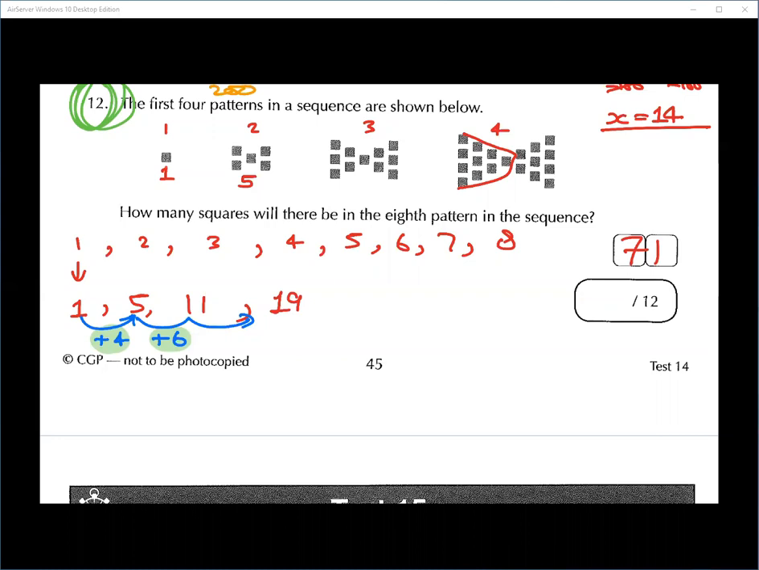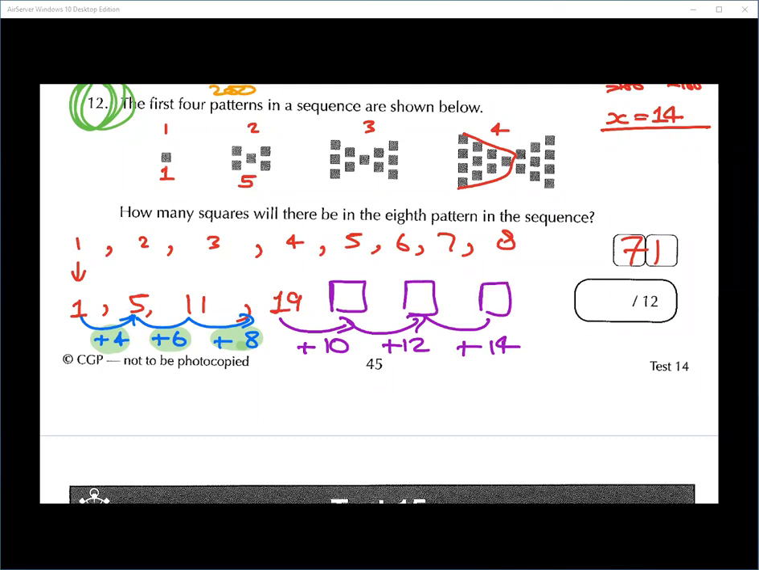Right, go on, carry on. So the pattern: in the fourth one, you add 8. Okay, so what's the pattern then? And what's the next one going to be? The next one, you add 10. And then the next one, you add 12, and then the next one, you add 14, and then the last one is going to be add 16.